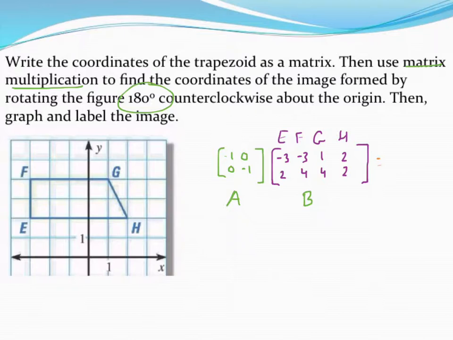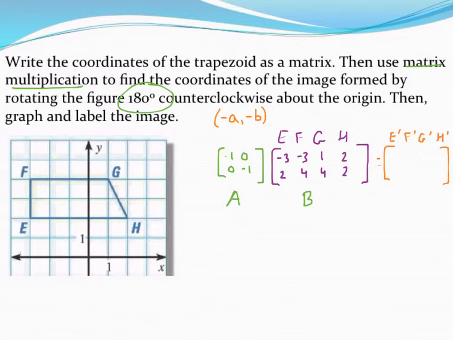I'm going to cheat and find the coordinates of my image matrix, not actually using matrix multiplication, although it looks like I did. So E prime, F prime, G prime, and H prime would be my image. Well, looking back at my AB rules for a 180 rotation, I can see that my rule was to do opposite A, opposite B. In other words, I left the coordinates in the same order. X stayed in front, Y stayed in back. I merely changed the sign. I made them the opposite of what they were.